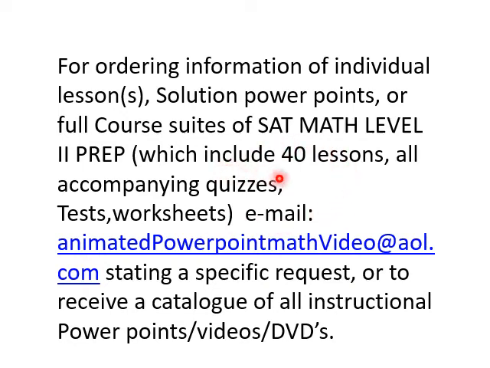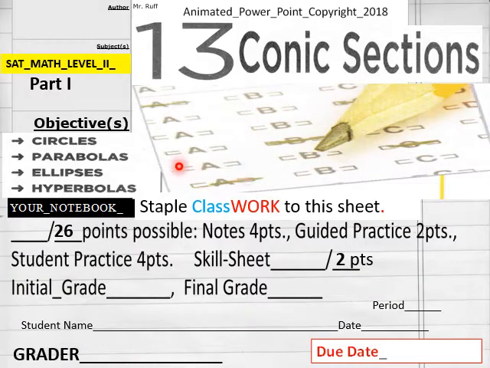Everybody, we're getting ready to do lesson 13, SAT Math Level 2 preparation. Conic sections, part 1. 26 points will go into your notebook guide, notebook sheet, and then only 2 points on your classwork. So it's mostly taking notes on part 1. Name, date, period in my classroom. Due date here for onliners and homeschoolers.